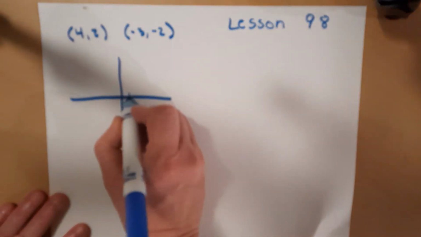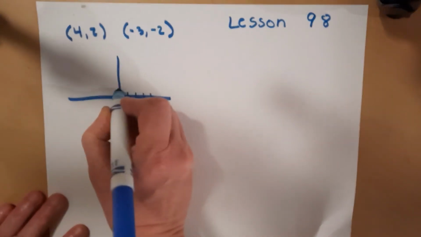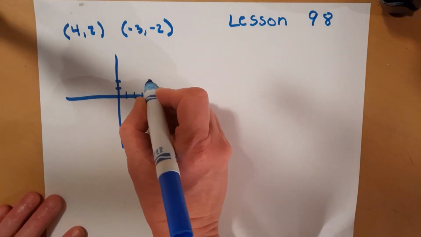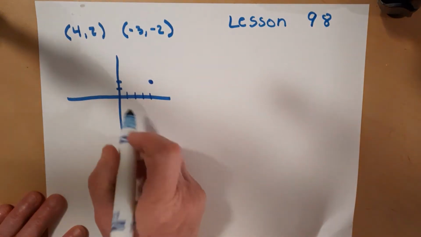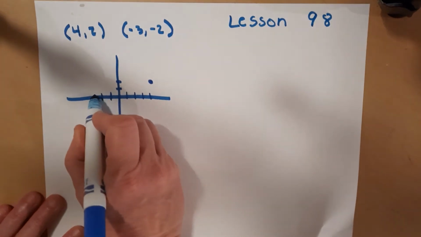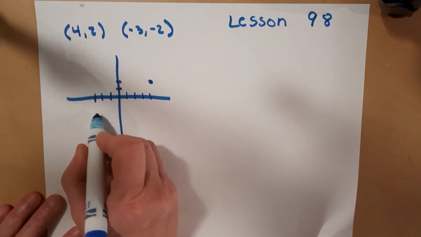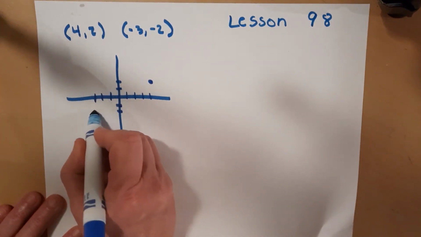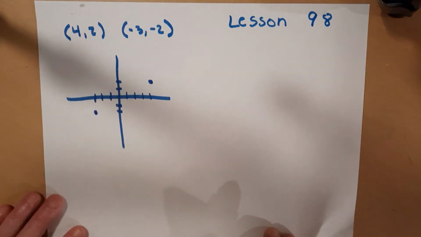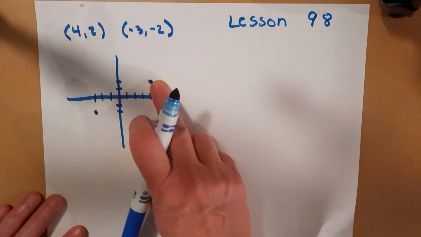So the first point would be (4, 2): 1, 2, 3, 4, then 1, 2. So the first point would be right here. That's (4, 2). The second point would be -3: 1, 2, 3, and -2: 1, 2. The second point would be right here. And it asks us to find the distance between those 2 points.